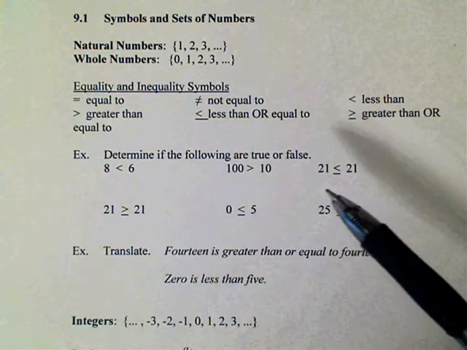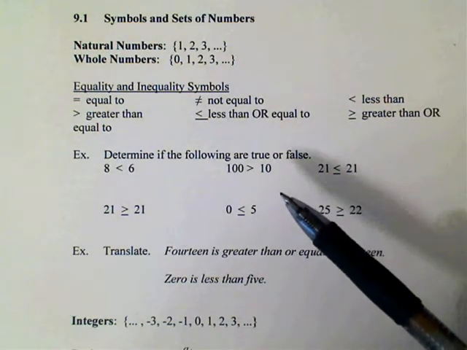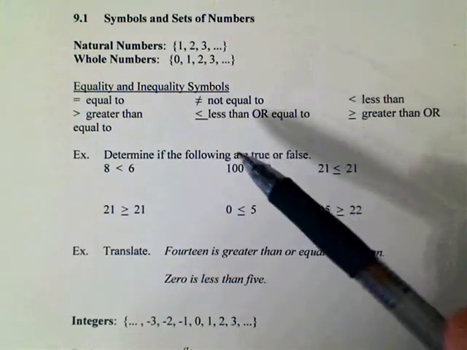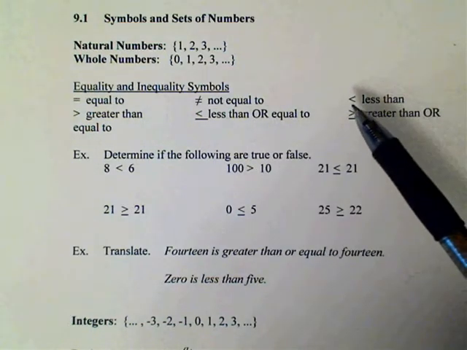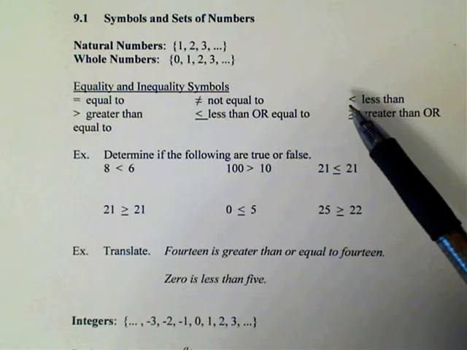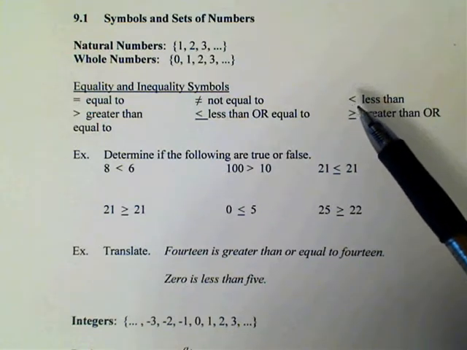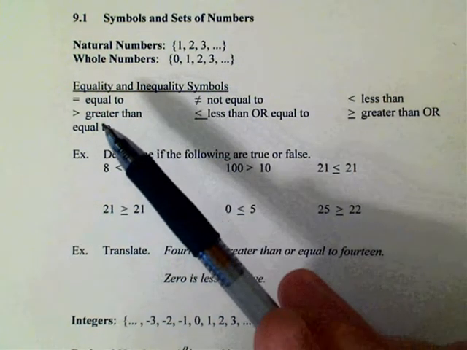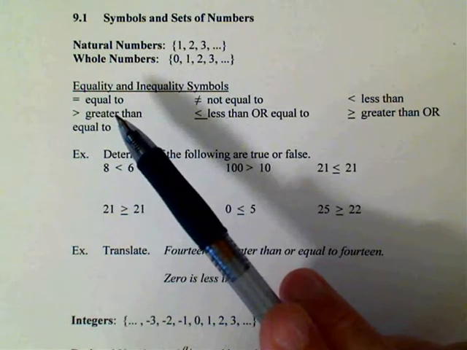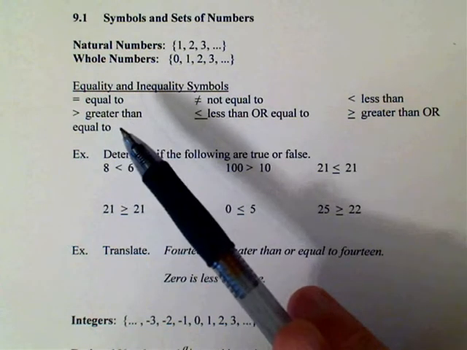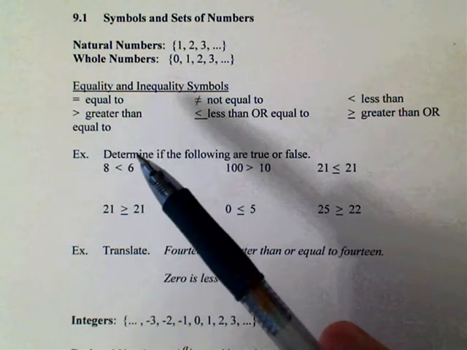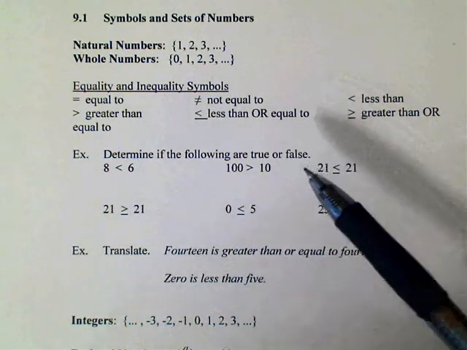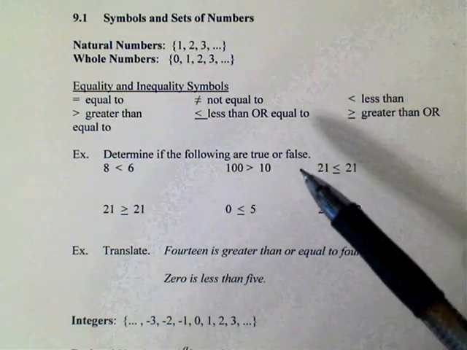So let's look at these few examples and see which of the following are true or false. By the way, what less than actually means is, if A is less than B, that means A is to the left of B on the number line. Greater than: if A is greater than B, that means A is to the right of B on a number line. So if you want to use a number line, you can. You don't have to, though.